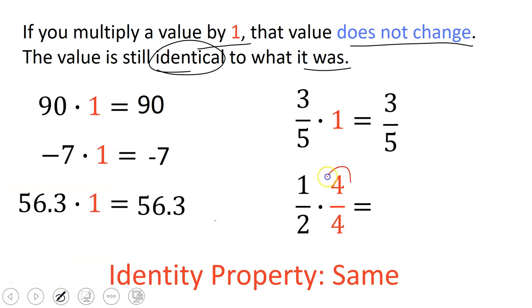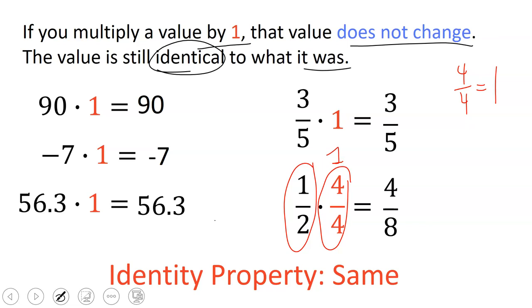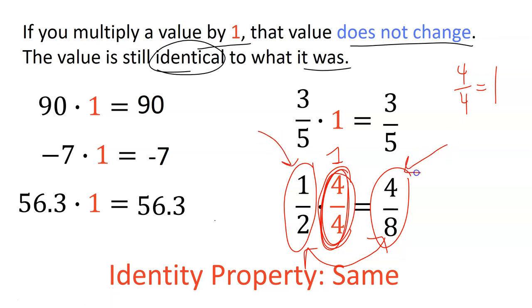And then I threw in this last one to try to make you think creatively. So I want you to realize that 4 over 4 is equal to 1. So if I multiply 1/2 by 1, I don't change it. So I might change how it looks. It looks like this now, 4/8, but 4/8 and 1/2 are equivalent because if you multiply by 1, you don't change the value. So 1/2 is the same as 4/8. It just looks different. So the keyword here is same.